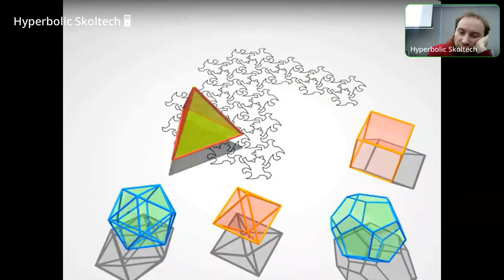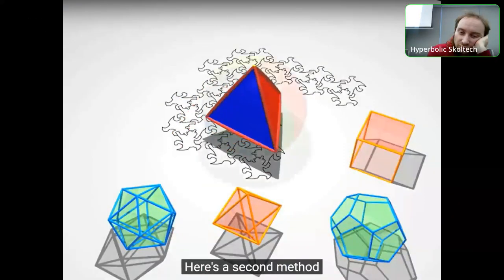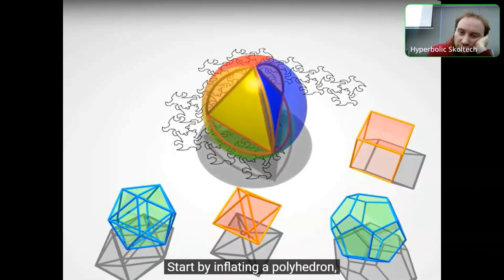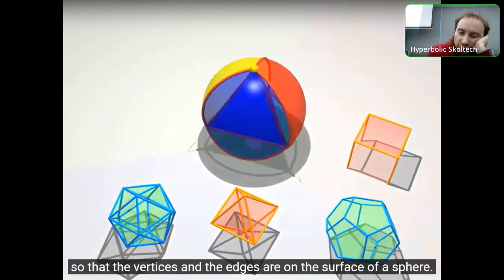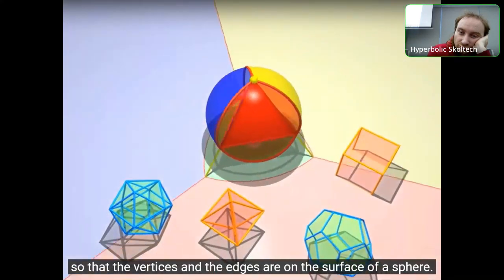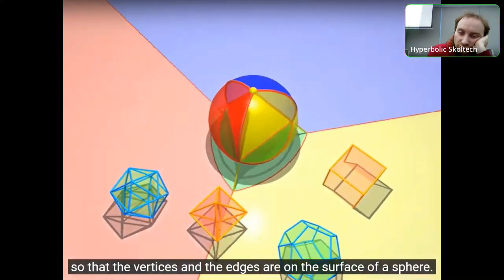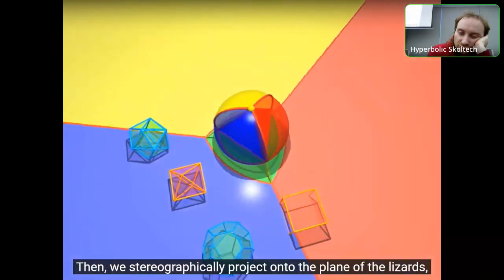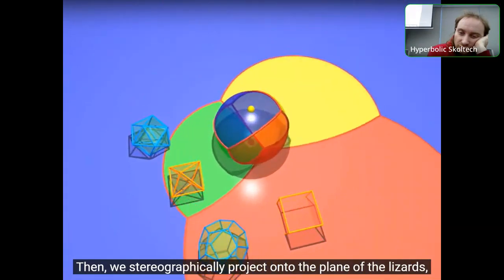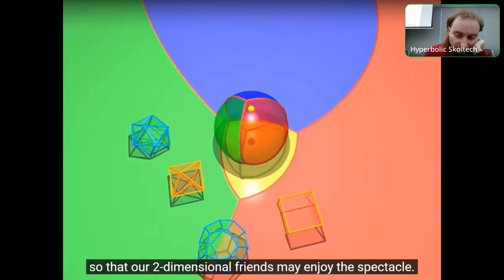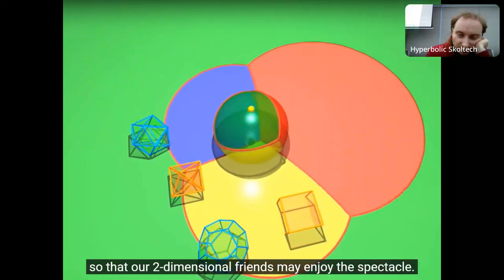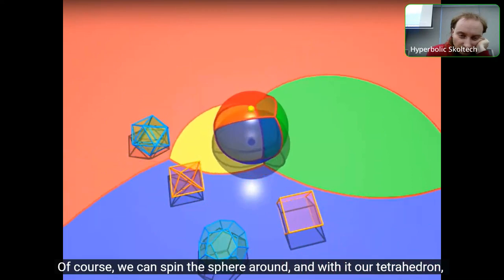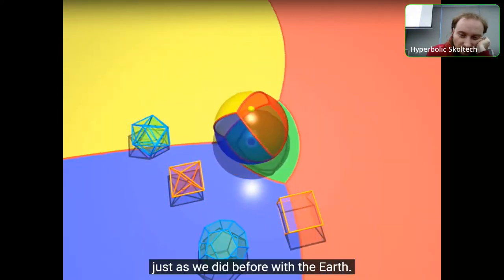Here's a second method to explain polyhedra to our flat friend. Start by inflating the polyhedron so that the vertices and the edges are on the surface of the sphere. Then stereographically project onto the plane of the lizards so that our 2-dimensional friends may enjoy the spectacle. Of course, we can spin the sphere around, just as we did before with the Earth.